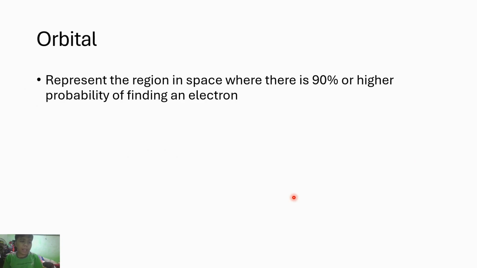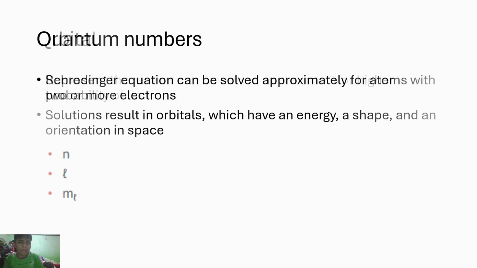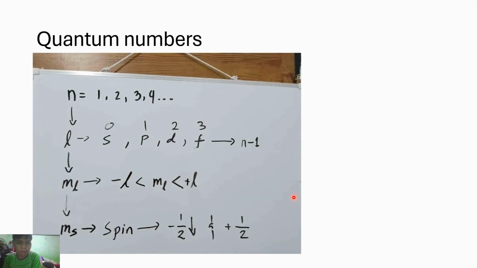So when we say orbital, this represents the region in space where there is a 90% or higher probability of finding an electron. In that sense, we will now discuss the quantum numbers. Erwin Schrödinger's equation can be solved approximately for atoms with two or more electrons, and the solutions result in orbitals which have an energy, a shape, and an orientation in space. We have N, L, and ML. So let's discuss this one by one.